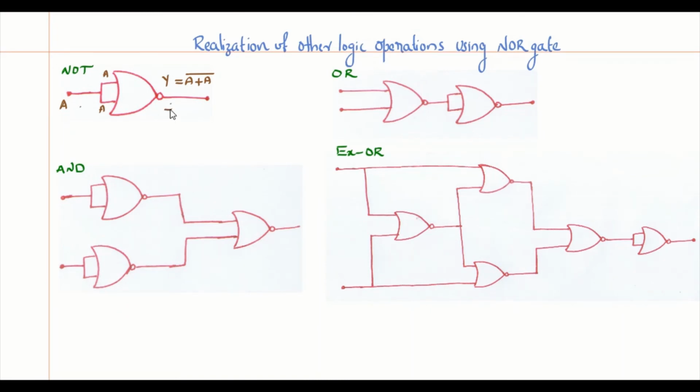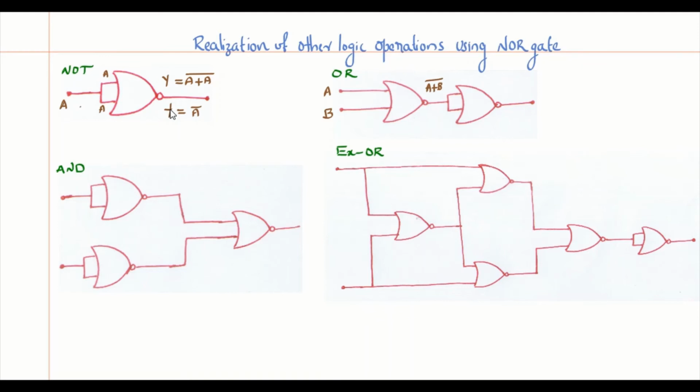Let A be the input. A and A are the input that is given to a NOR gate. Then the output Y equal to A plus A complement, and that is equal to A complement. So NOT gate can be realized using NOR gate.